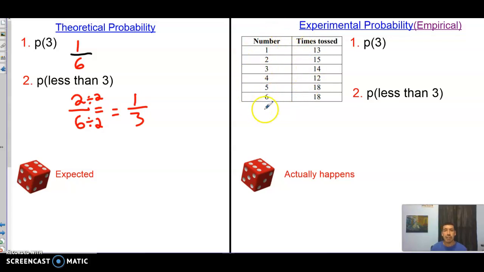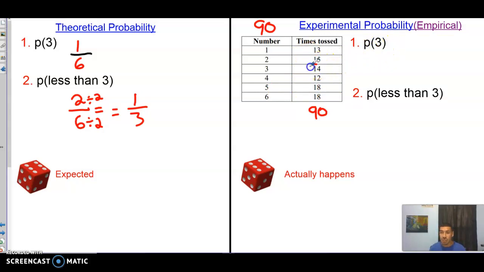And for this experiment, I know that I left it out, but they basically rolled the die 90 times, okay? I forgot to tell you that, but if you add all the times tossed, I'm going to write it down here. The total number of times that it was tossed was 90, okay? These are the sides on the die, 1, 2, 3, 4, 5, 6. So now, using this table, using this experiment, what is the probability of a 3?